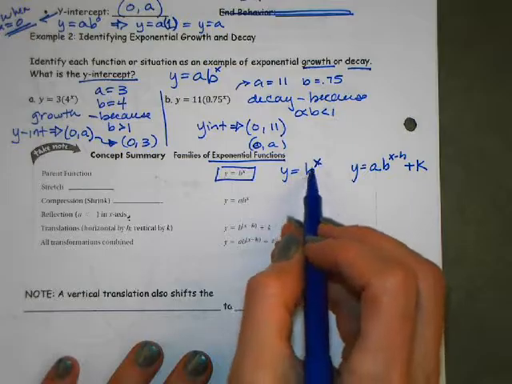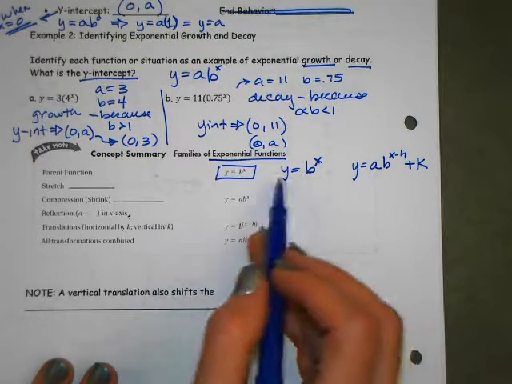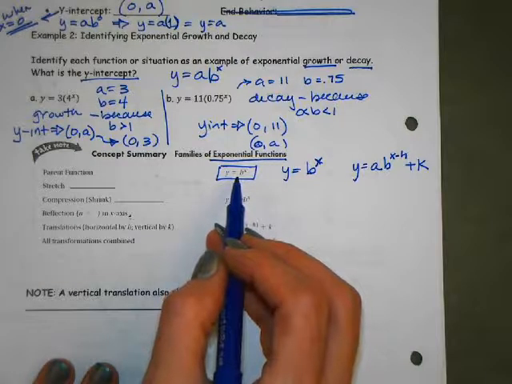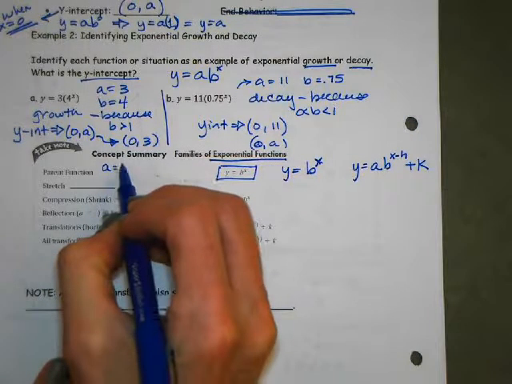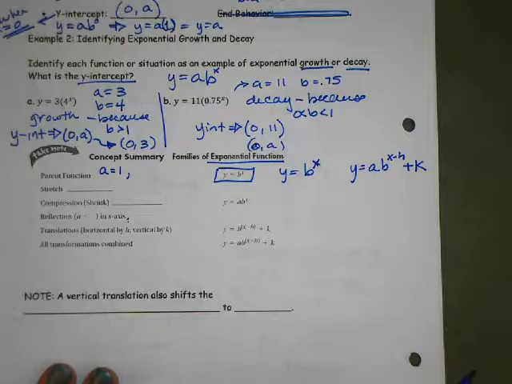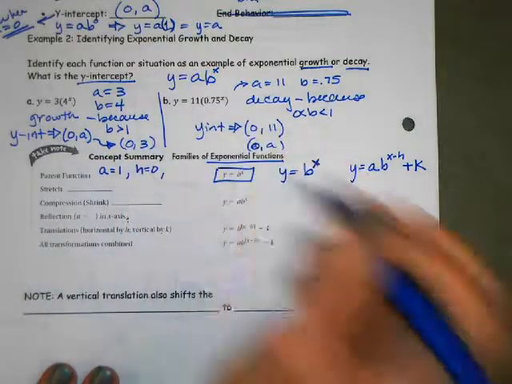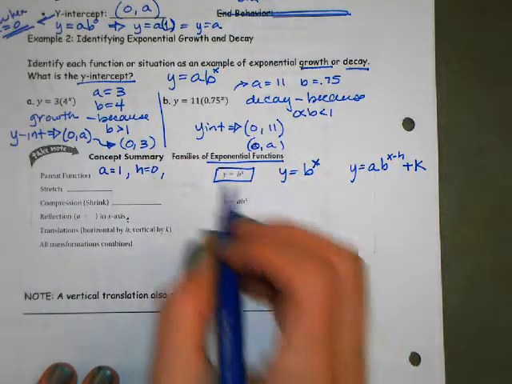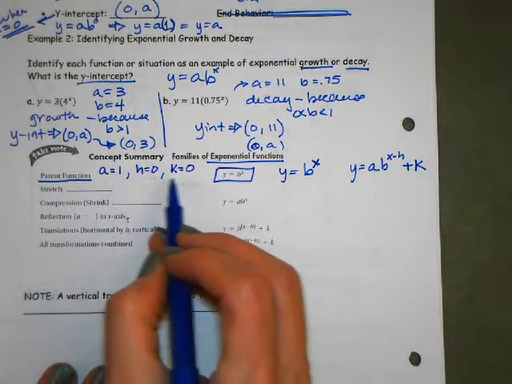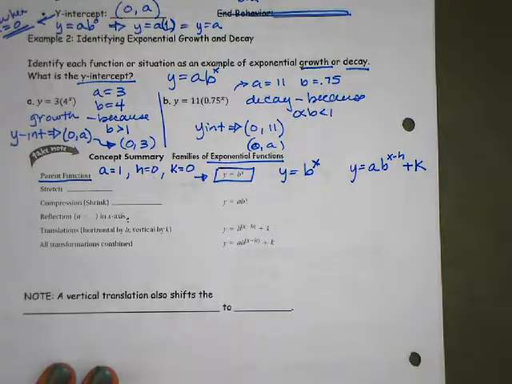So on this one, where I don't see an a, h, or k, what is a? On the parent function, what's the value of a? Nope. 1. So on the parent function, a is 1. On the parent function, what is h? Do I see it? No, so therefore, what's its value? 0. And then on the parent function, do I see k? No, so what is k? 0. So on the parent function, a is 1, h is 0, k is 0. Okay, that's the parent function.